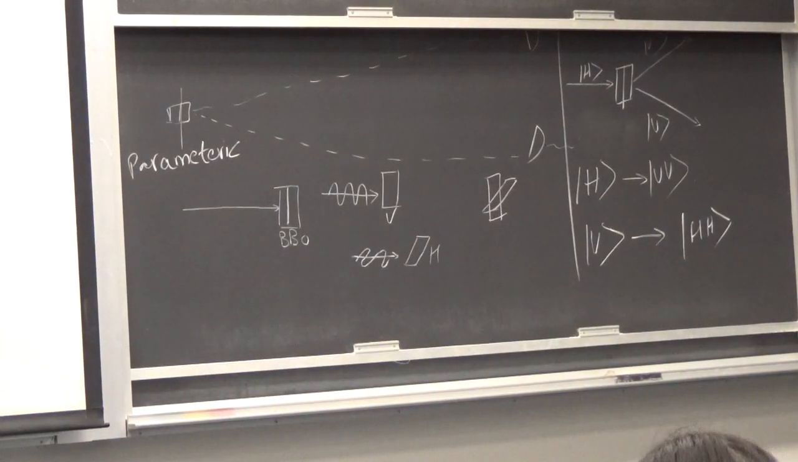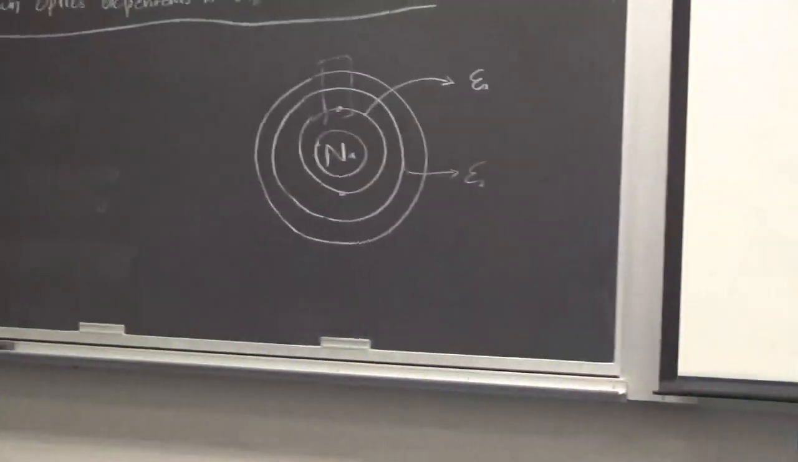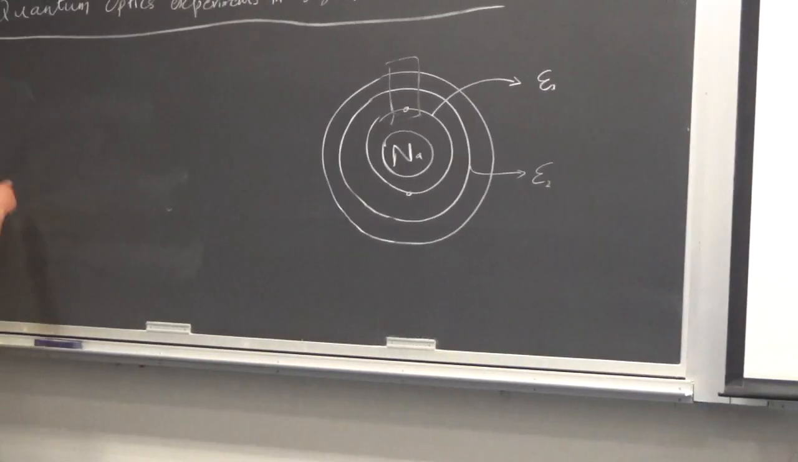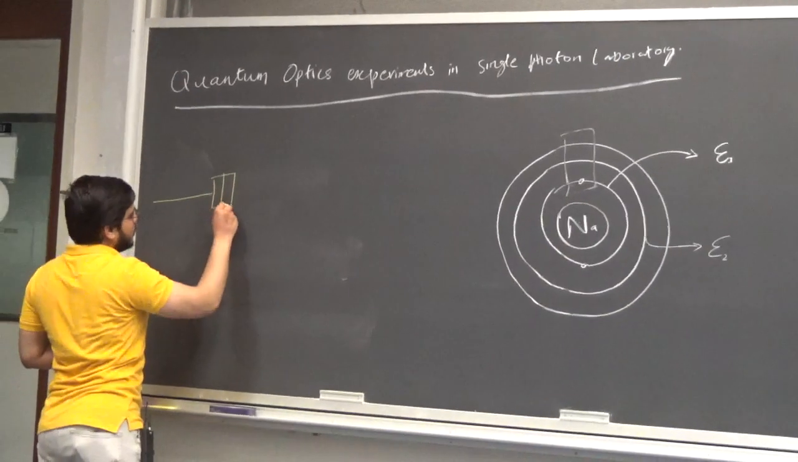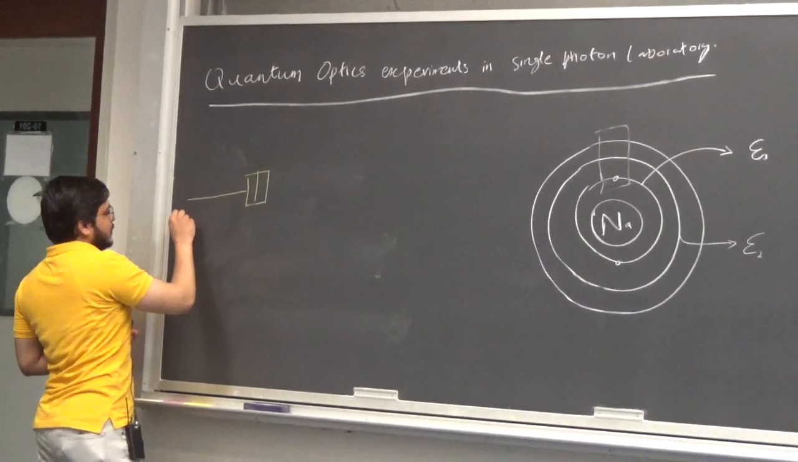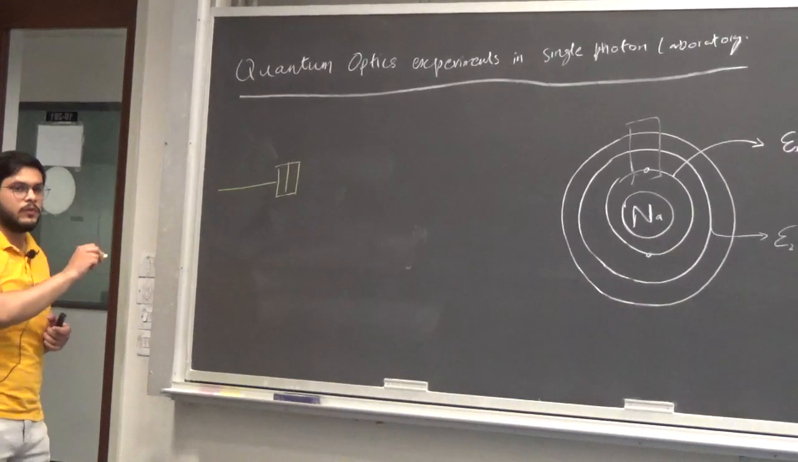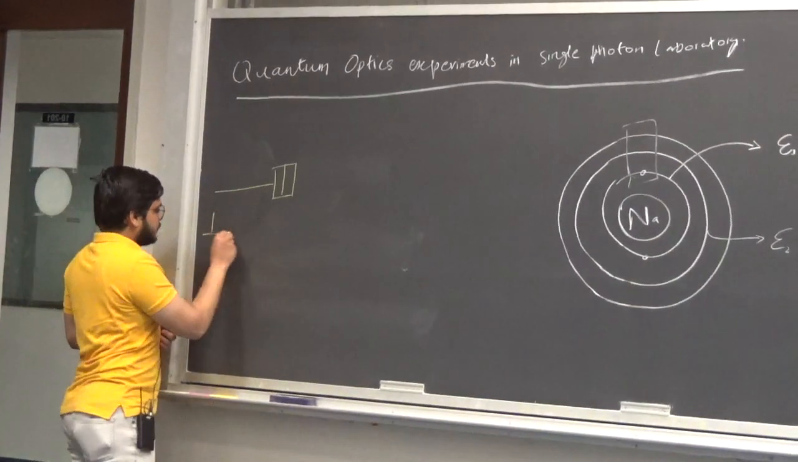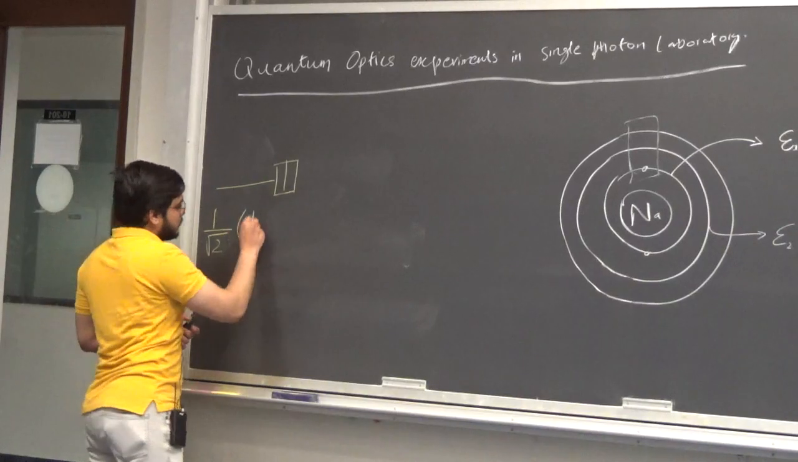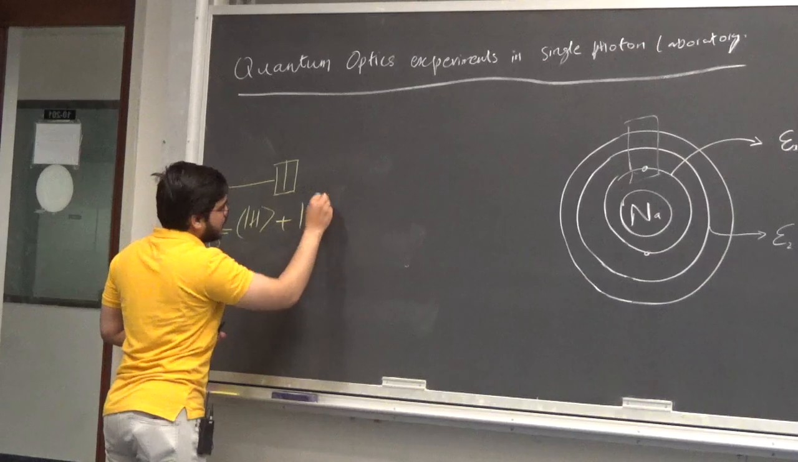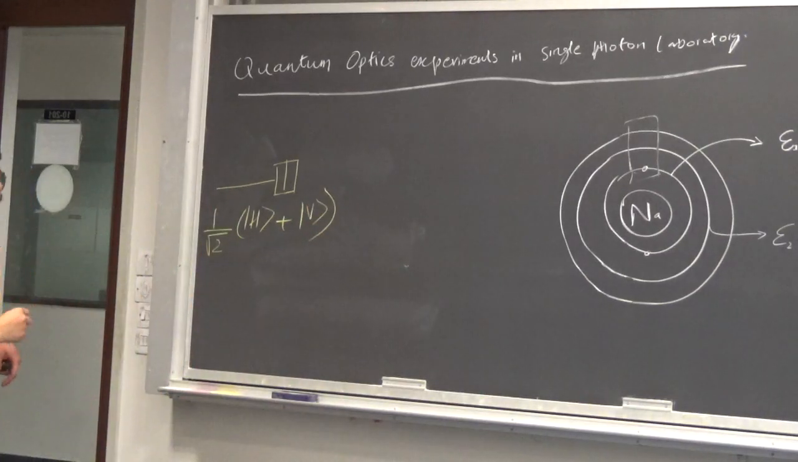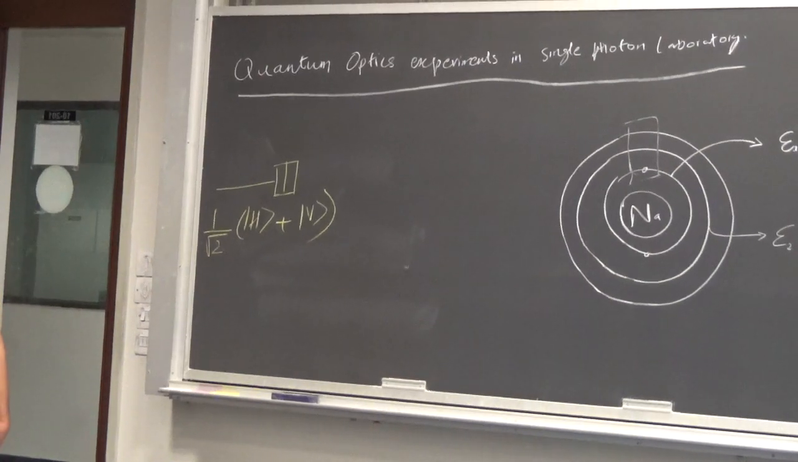Now I would like you guys to try it, if you have a pen or pencil you are using to write. To this BBO crystal, I give a state that's neither H nor D, but a combination of the two: 1 over square root 2 of H plus D. There is no phase in between, so we'll ignore it for now. What would be the output? Give it a try.